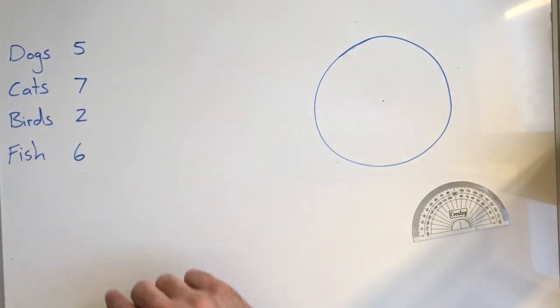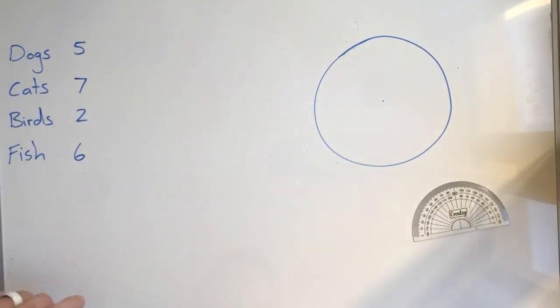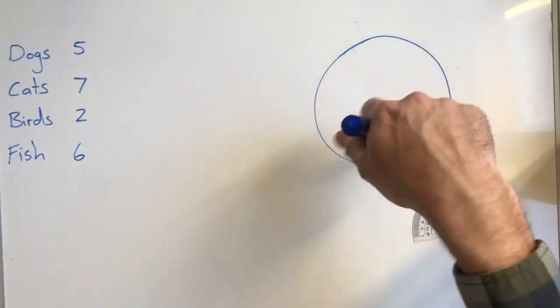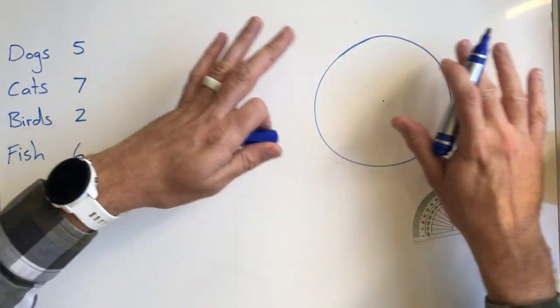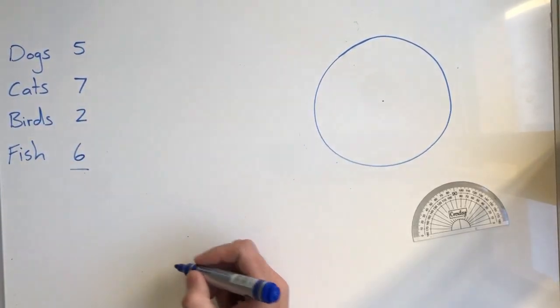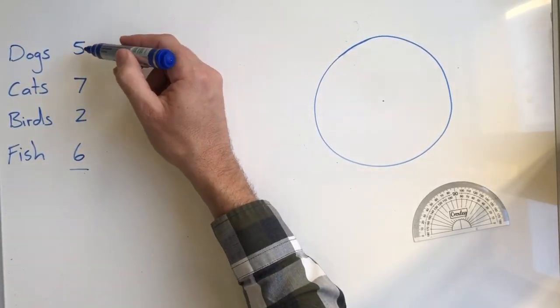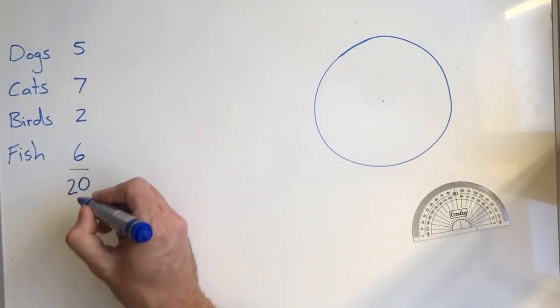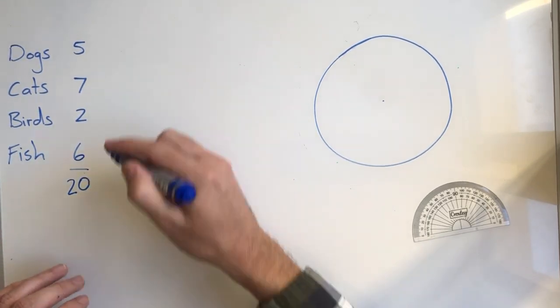So this is our random data that we used. We asked people, what do you like more? 5 people said dogs, 7 people said cats, 2 people said birds, and 6 people said fish. So the first thing I need to do is get the total, because the full circle has to represent all the people that were part of the survey, and I just have to add everything. So 5 and 7 is 12, plus 2 is 14, plus 6 is going to be 20. So this is the total amount of people.